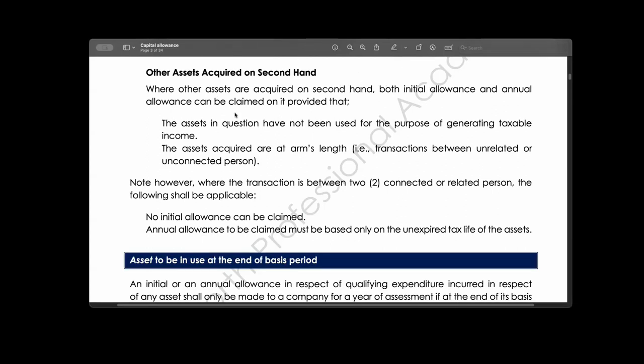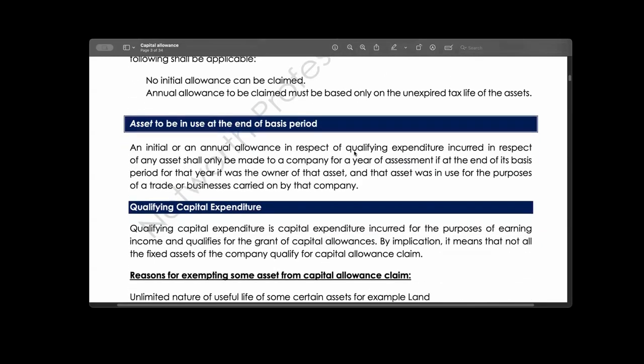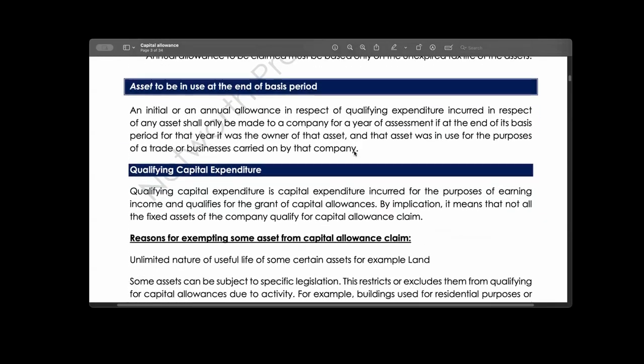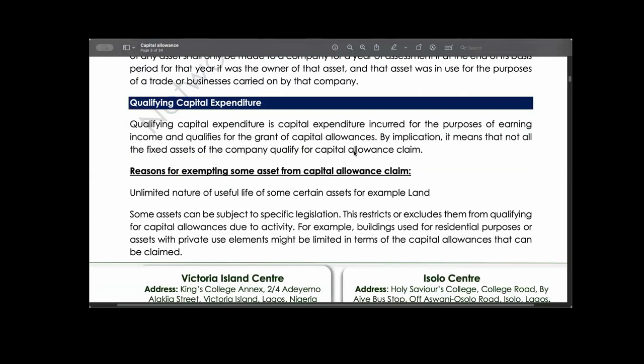In my last class with you, I also remember that we talked about basis period. We talked about qualifying capital expenditure. And I told you qualifying capital expenditure are the expenditure incurred for the purpose of any income and which qualifies for granting of capital allowance. Assets qualifying capital expenditure are the capital expenditure or assets acquired for the purpose of earning income and also qualifies for granting of capital allowance.